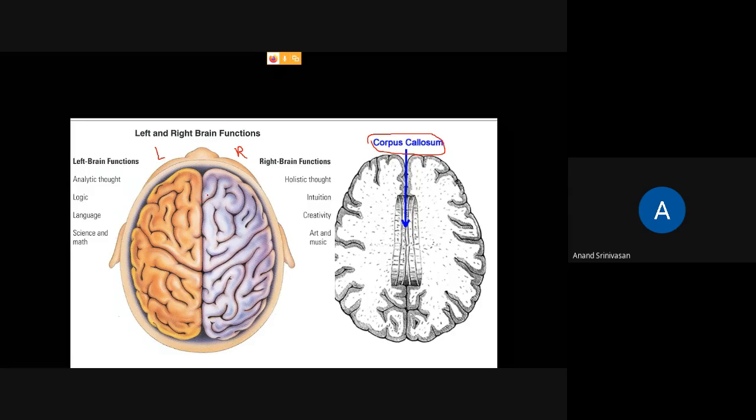Here you can see a large number of depressions. These depressions are called sulcus. And here you are able to see the elevated part. The elevated portion is called gyrus. So sulcus and gyrus.